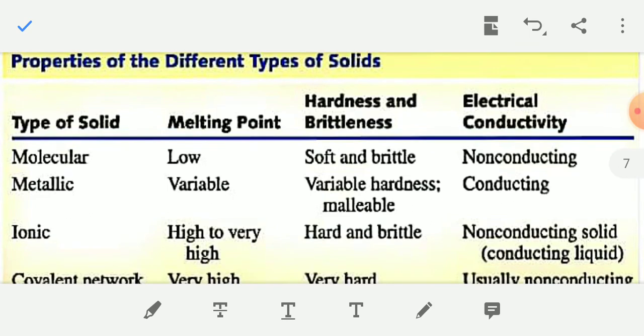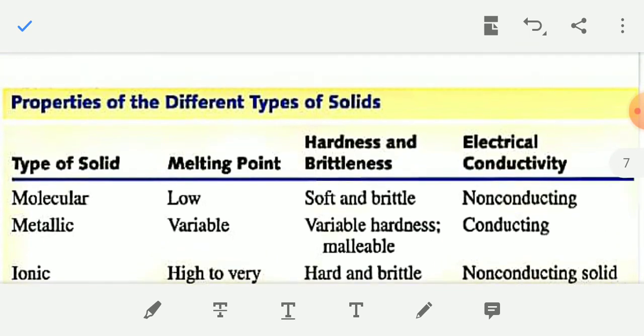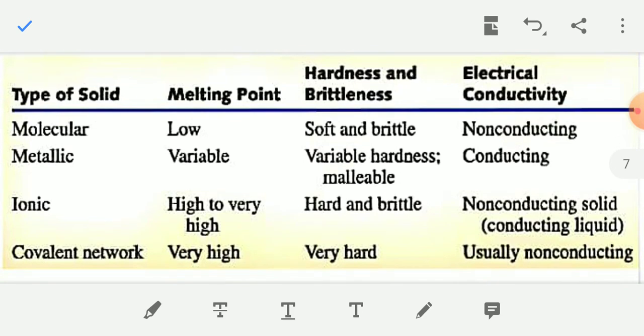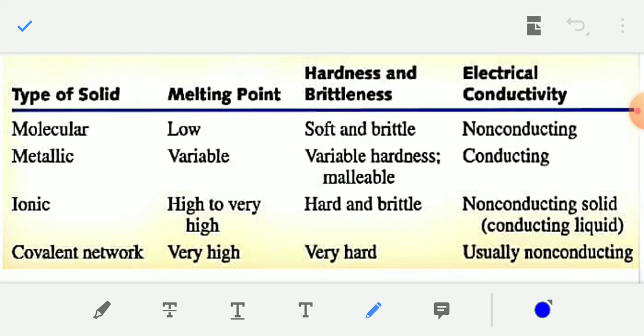Now see in this table the four types of solids and their properties. Molecular solid: the melting point is low, and it is soft and brittle. Molecular solids are non-conducting of electricity. Metallic solids: the melting point and hardness are variable, and they are malleable. These are metallic solids, and they are conductors of electricity.